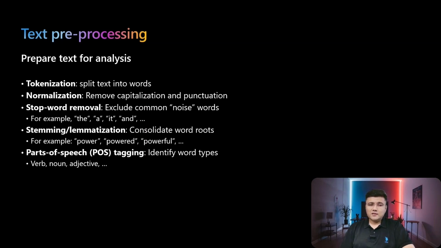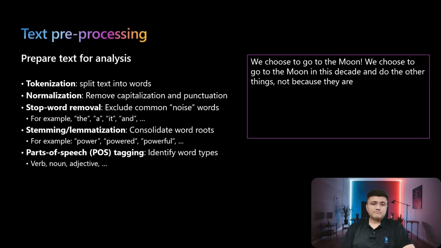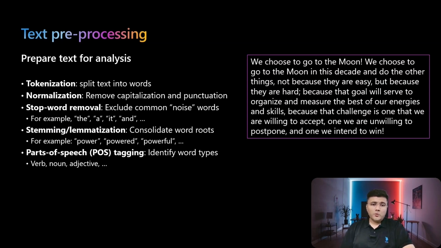Let's understand this a little more with an example. We have one particular statement: "We choose to go to the moon. We choose to go to the moon in this decade and do the other things, not because they are easy, but because they are hard, because that goal will serve to organize and measure the best of our energies and skills, because that challenge is one that we are willing to accept, one we are unwilling to postpone, and one we intend to win." This sounds like a speech of one of the presidents, and this is the text we are trying to provide here.